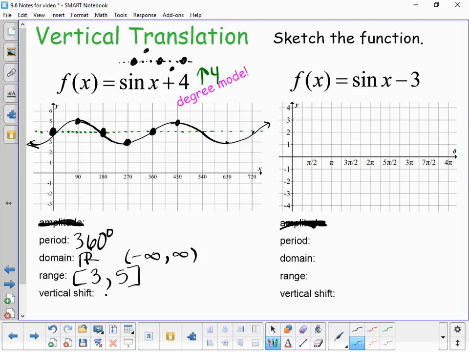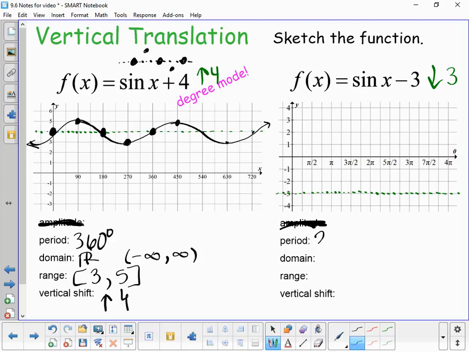Okay, we already talked about the vertical shifts. Okay, let's try one more of these. This one's back in radians. So the sine of x minus 3. So if we want to subtract 3 from the function sine of x, this is going to shift our function down 3. So our midline is now going to be here at negative 3.